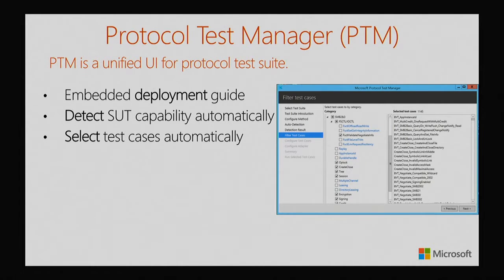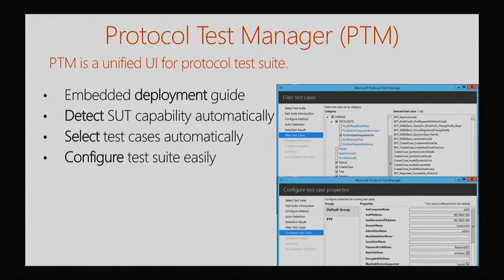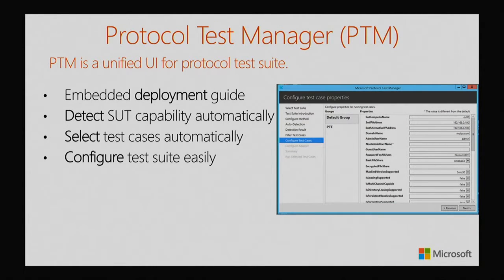The third one is you can select the test cases automatically. When you look at this graph, you can see the black ones are the test categories that are automatically checked. Those that are colored are not applicable to the test environment, so they will not be selected. Then you can configure the test suite easily. So we have a UI for you to do the configuration. You can do the PTF configuration, or you can do the test environment configuration.